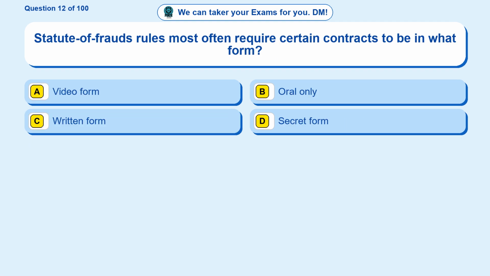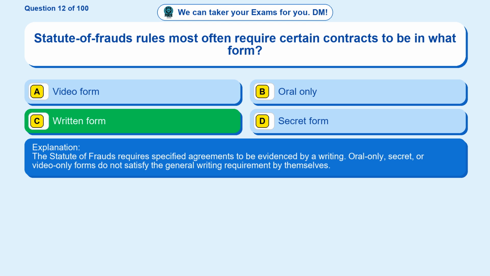Question 12. Statute of frauds rules most often require certain contracts to be in what form? Option A. Video form. Option B. Oral only. Option C. Written form. Option D. Secret form. The correct answer is option C. Written form. The statute of frauds requires specified agreements to be evidenced by writing.